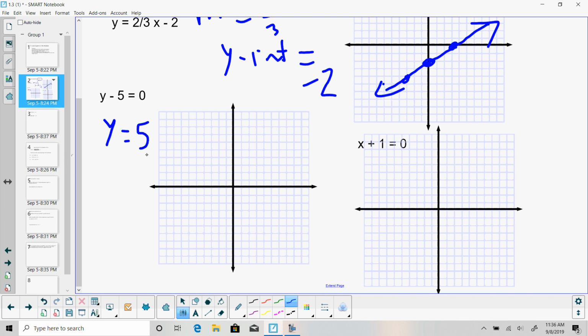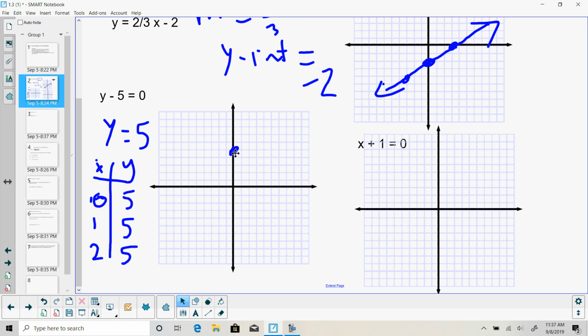Now, y equals 5 is either a horizontal line or a vertical line. Do you remember which one it is? If you forget, you can always make a chart, fill in 5s for all the y's, since y has to equal 5, and fill in whatever you want for the x's. So 0, 5 would be right here. Let me slide that down a little bit. 1, 5 would be right here. 2, 5 would be right here. And it sure looks like it is forming a horizontal line. The slope of horizontal lines is always 0.